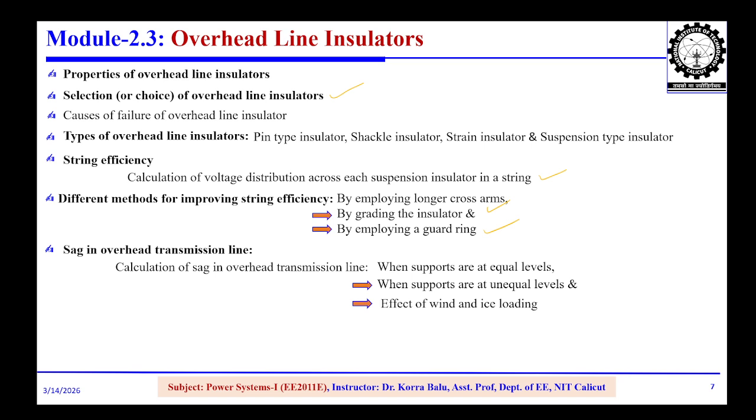Then we will go for the sagging of the overhead transmission line when 2 supports are at equal levels, when 2 supports are at unequal levels, and we will consider the effect of wind and ice loading on the conductor to see the sag effect in the transmission line.